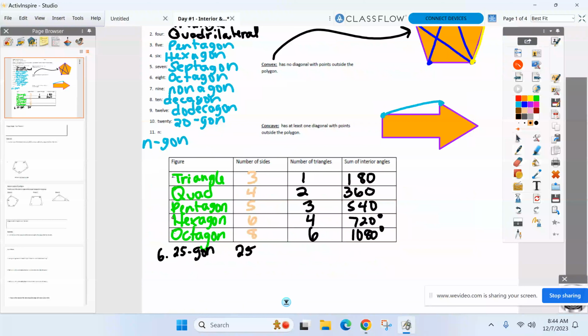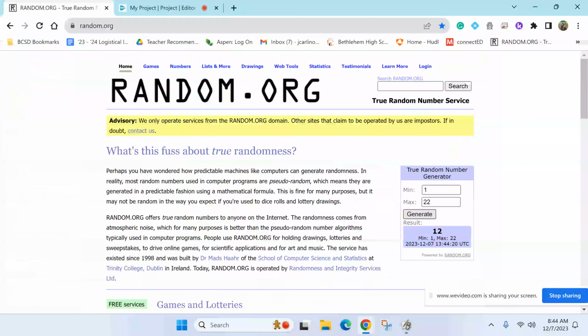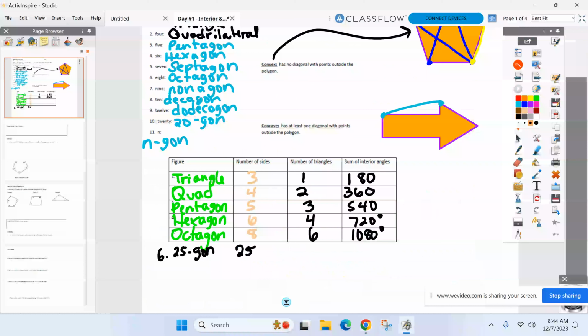If I give you the number of sides, how can you predict the number of triangles that are formed? What's it look like here? The number of triangles will always be what compared to the number of sides? Discuss that here with me. What do I got here? Finley? 2 less. So if I have a 25-gon, I don't need to draw it. I already know there's going to be 23 triangles formed. Multiply that times 180 and 4,140 degrees in a 25-gon.